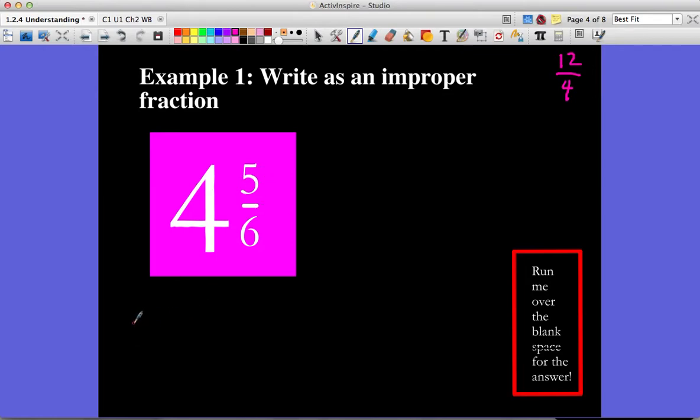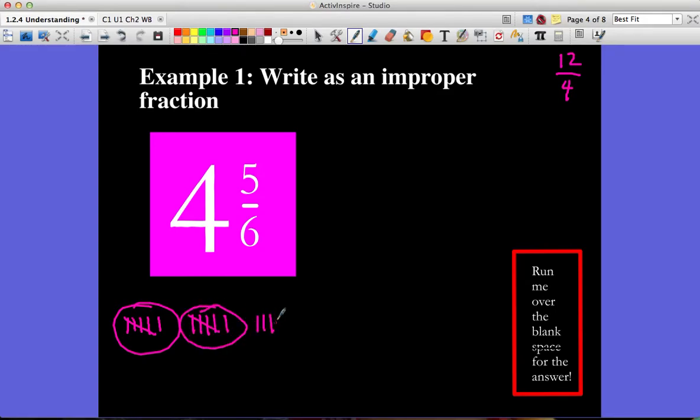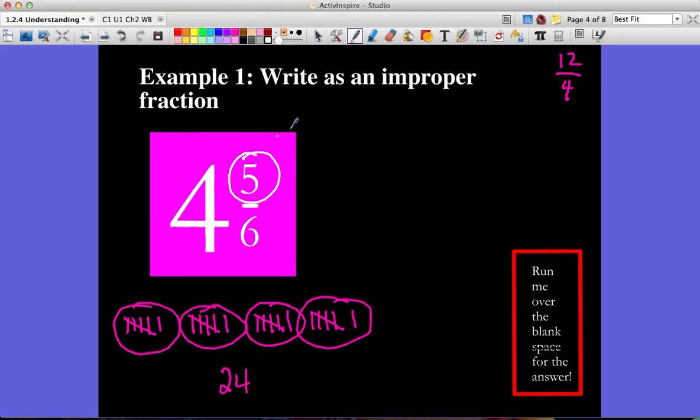So how I can do this is I can say, okay, well, I have 1, 2, 3, 4, 5, 6. Okay, so I have 4 whole groups of 6. So that's 6, 12, 18, 24. So in order to make those 4 full groups, I had to have 24 pieces. However, I also had 5 left over.